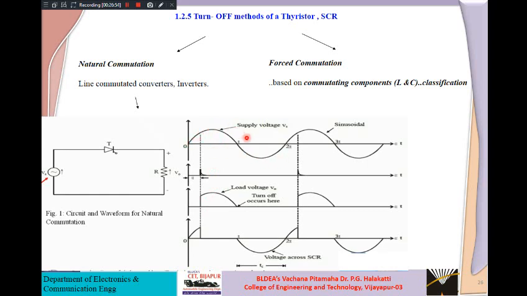Now you can see during the positive peak, from 0 the supply voltage will slowly start increasing. Here it is plus, here it is minus. Slowly it goes on increasing. Still I have not applied any gate signal.